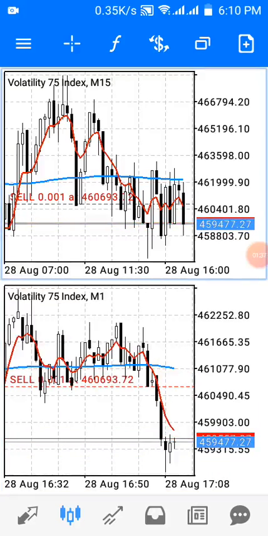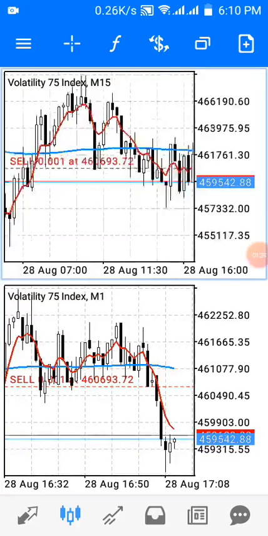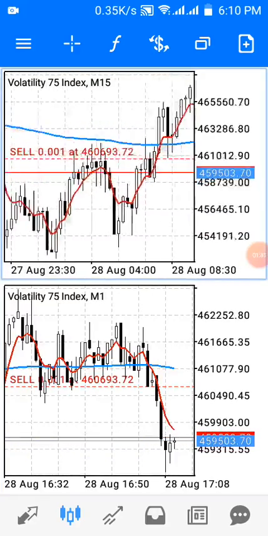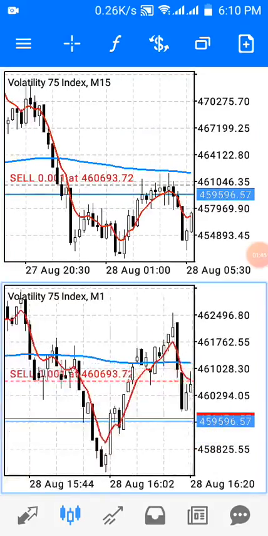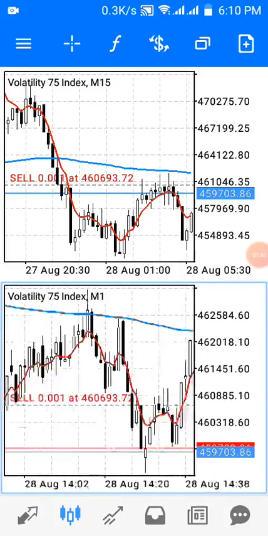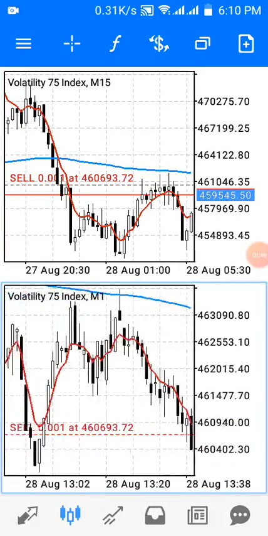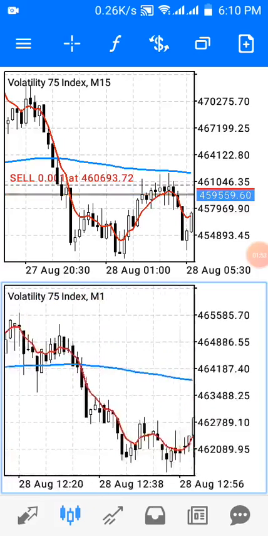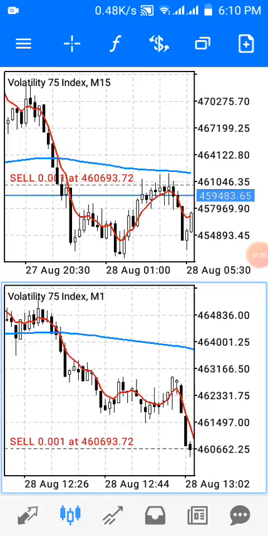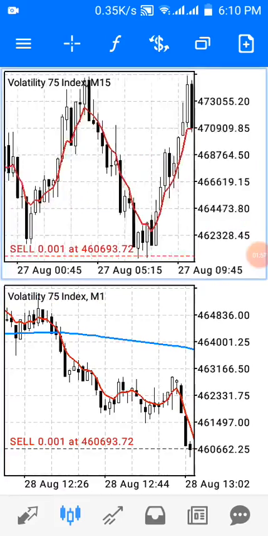Now let's look at the history, like 15 minutes time frame, the higher time frame. So red line crosses down, and I allow the red line on the lower time frame to cross down. Then I take my trade and scalp a few pips for Volatility Index 75. It crosses up in history.